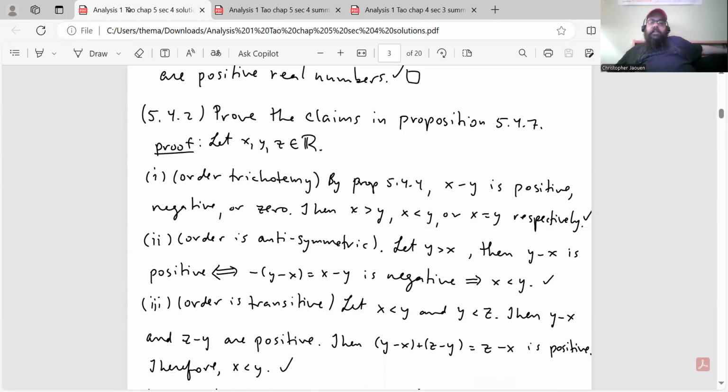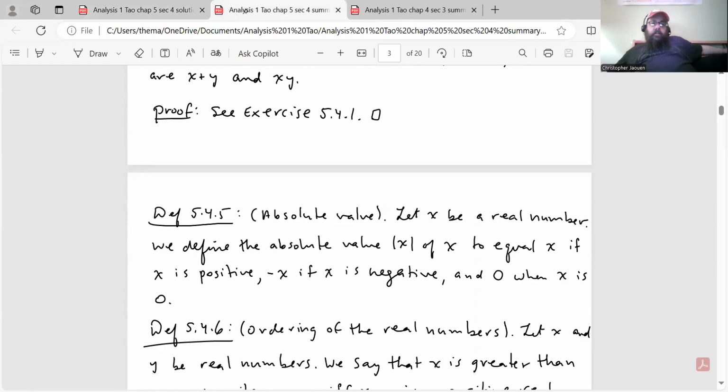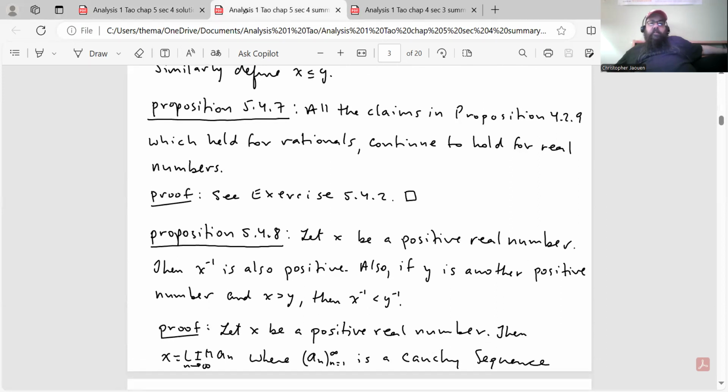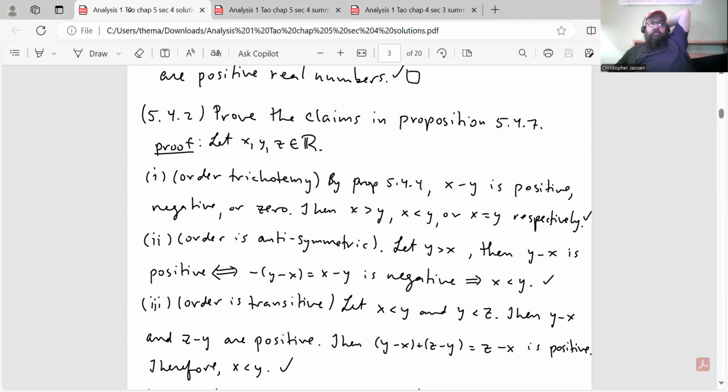Okay, next question, 5.4.2. Here Tao asks us to prove the claims in proposition 5.4.7. Let me just remind you of what that proposition says. Proposition 5.4.7 says all the claims in proposition 4.2.9, which held for rationals, continue to hold for real numbers. Unfortunately, I don't think I remember to bring up section 4.2, but you can look back in that section for proposition 4.2.9. But I listed the names, at least, of the properties that we're trying to prove here.